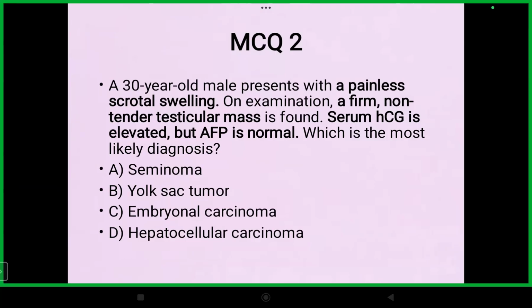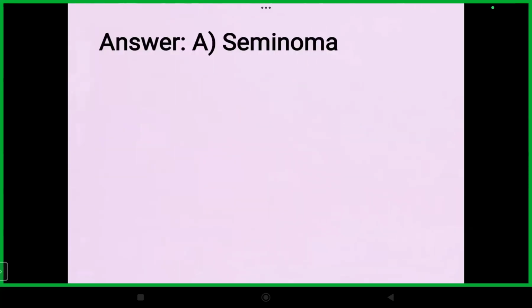So from the history, we know that it's a young male, a 30-year-old male, and the presentation is a painless swelling. On examination, it is firm, still there is no pain, non-tender, but a testicular mass is seen. And on the biochemical investigations, we have found that beta HCG is elevated and AFP is normal. Okay. So from the history, based on the age and the presentation, it's a painless swelling and the increased marker is beta HCG. So we can come to the diagnosis of seminoma.